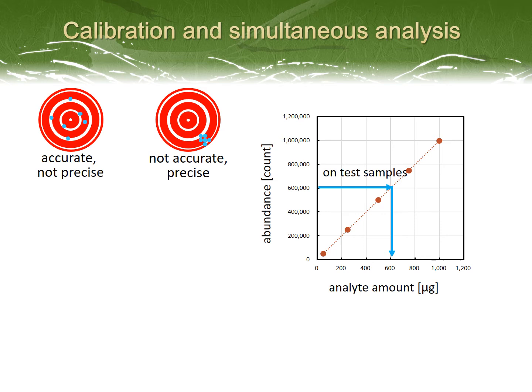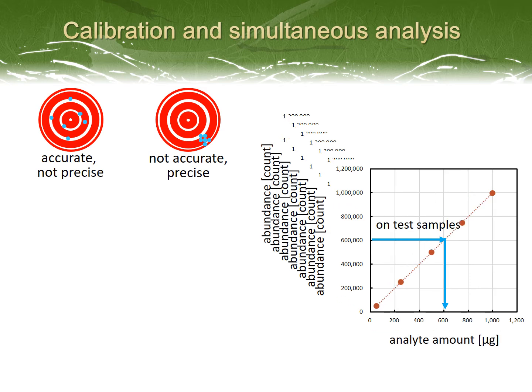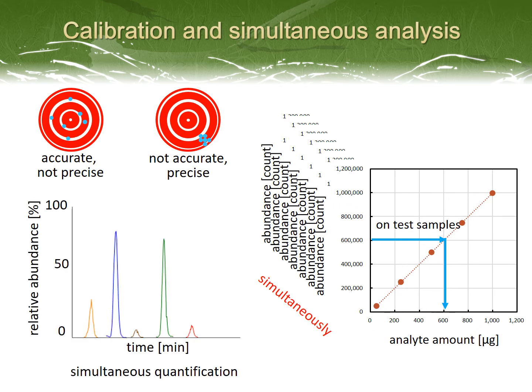Several calibration curves for several analytes can be obtained simultaneously, because mass spec is highly selective for different analytes. This unique feature enables us to quantify many analytes in one injection to a mass spectrometer. This is so-called simultaneous quantification.